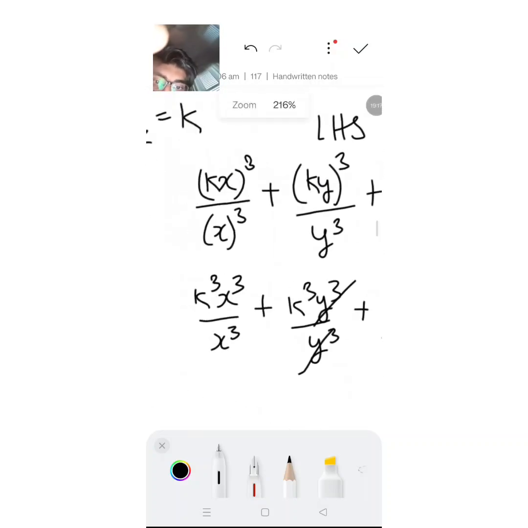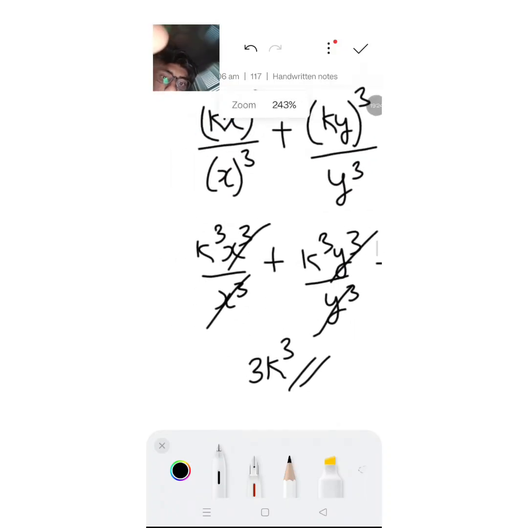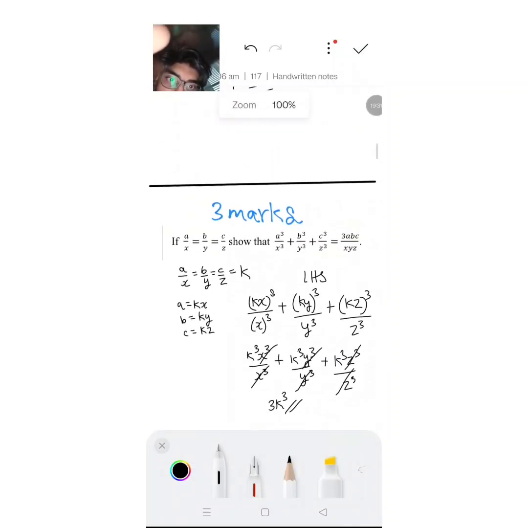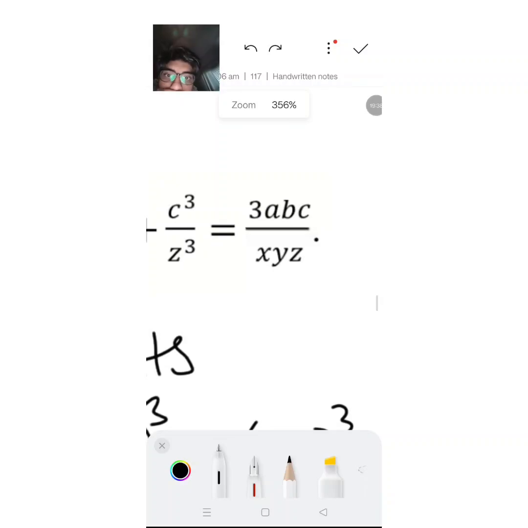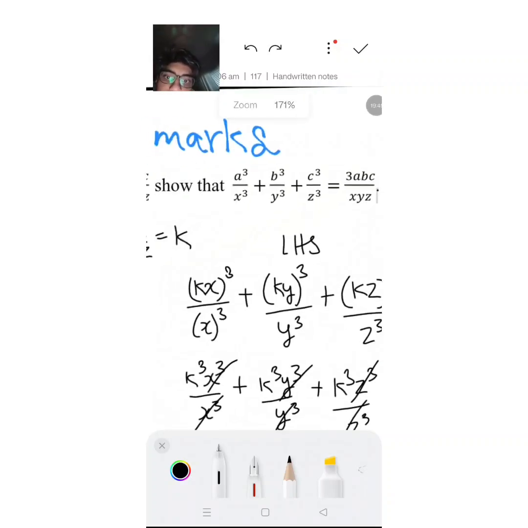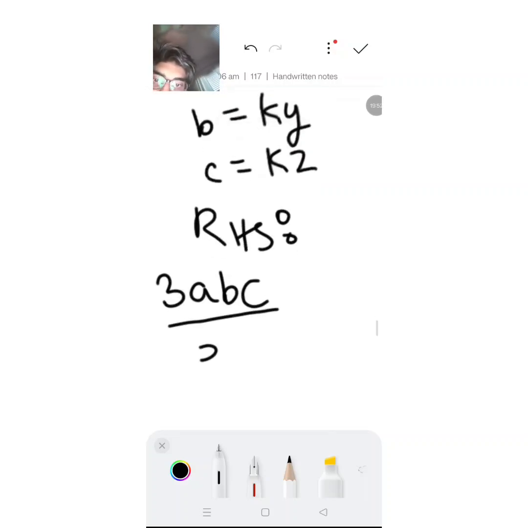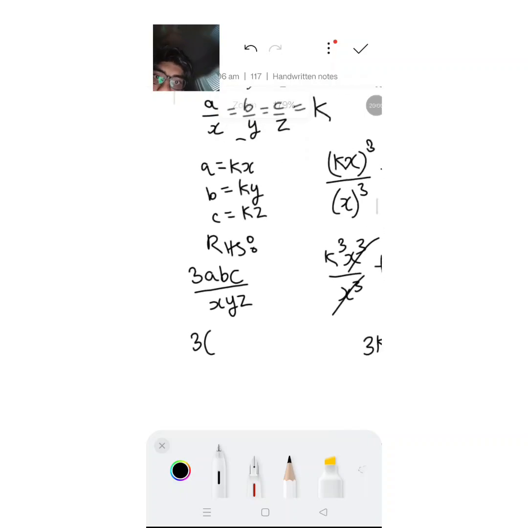Now you can cancel whatever's common. So you basically have 3k cubed left, because it's basically k cubed plus k cubed plus k cubed. So that's 3k cubed. You make sure you also have 3k cubed in the RHS. Okay, try doing that. So 3abc over xyz. So 3abc, this is RHS by the way, over xyz. Don't do anything over here, just substitute all this in place of a, b, and c.